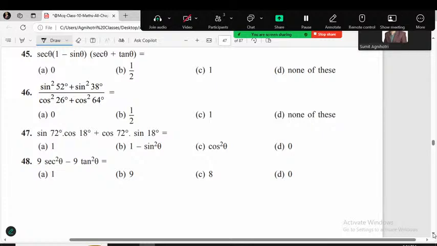This 48, see how easy it is. You can take 9 common. They all are easy. You don't think that they are going to take much time. They are so easy. It's 1. That's why 9 into 1 is 9. Now come to the last question.